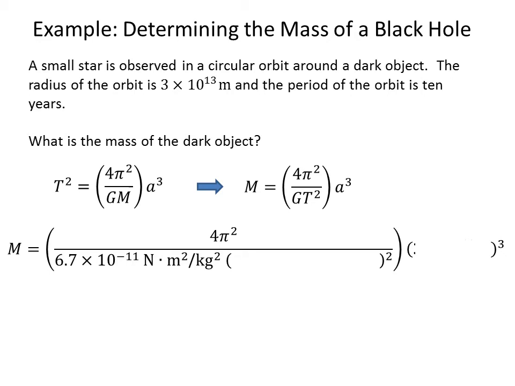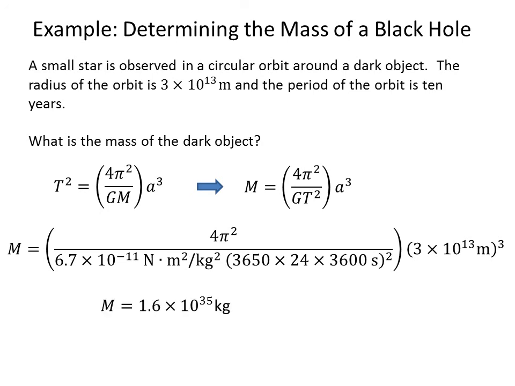So we have 4 pi squared divided by capital G divided by the period squared. Well, the period in seconds is given by taking the number of days in a year times 10, so we have 3,650 days in 10 years, times 24 hours per day, times 3,600 seconds per hour, and that gives us the period in seconds. And then we have to multiply this whole thing by the radius cubed, so that's 3 times 10 to the 13th meters cubed.